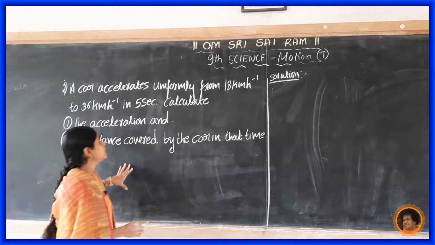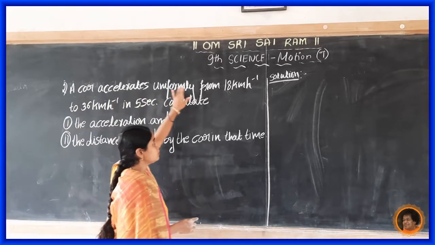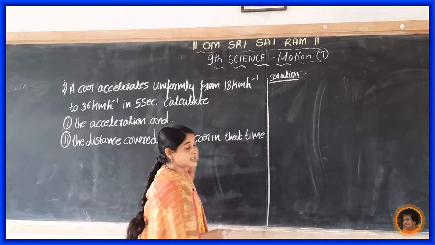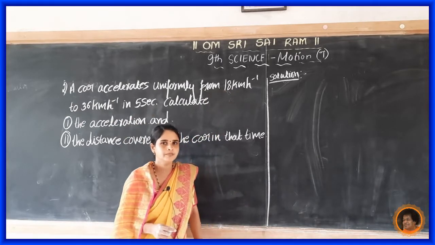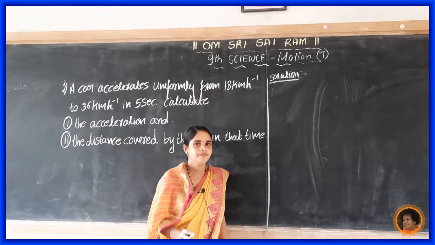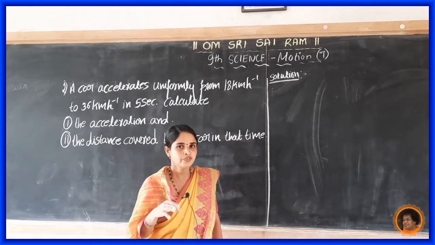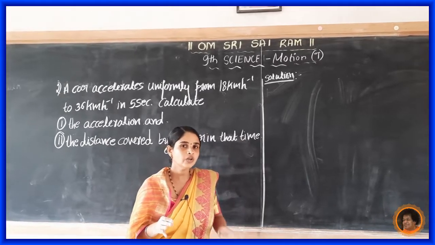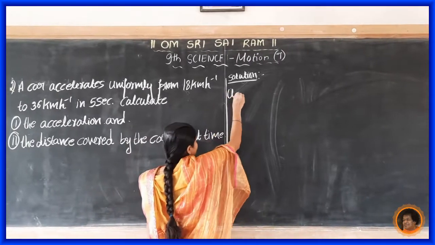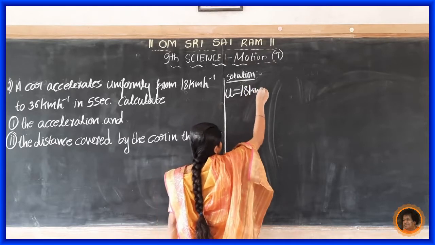First write the data. A car accelerates uniformly from 18 kilometer per hour to 36 kilometer per hour. Initial velocity and final velocity are given in the unit kilometer per hour. First convert that kilometer per hour into meter per second. So initial velocity u equals 18 kilometer per hour.